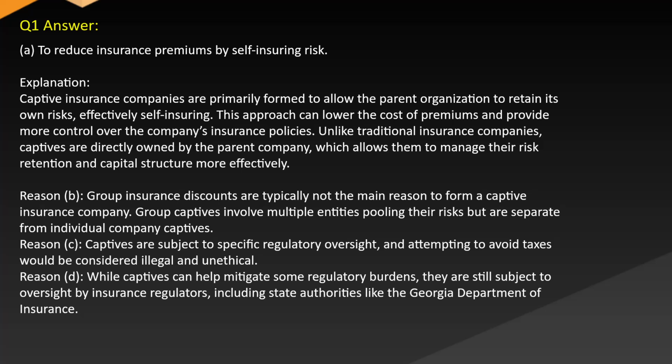Reason B. Group insurance discounts are typically not the main reason to form a captive insurance company. Group captives involve multiple entities pooling their risks but are separate from individual company captives. Reason C. Captives are subject to specific regulatory oversight, and attempting to avoid taxes would be considered illegal and unethical. Reason D. While captives can help mitigate some regulatory burdens, they are still subject to oversight by insurance regulators, including state authorities like the Georgia Department of Insurance.